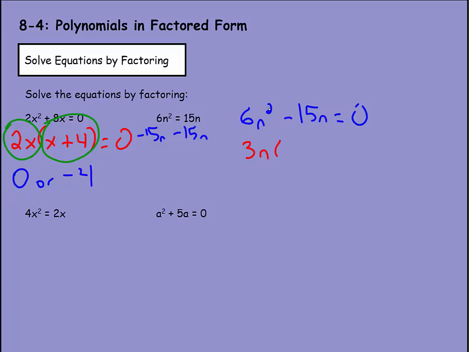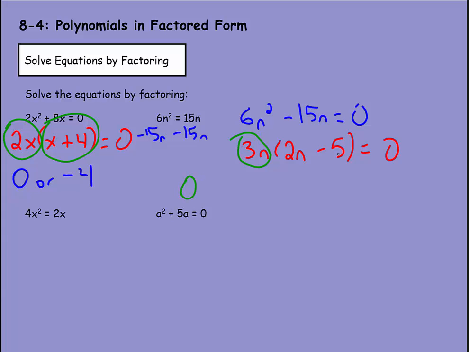Then that leaves me with 2n over here, and that leaves me with 5 over here. And that's going to equal 0. Well, one of these needs to equal 0. So if we were going to make this one 0, 3 times 0 equals 0. So x could either be 0.